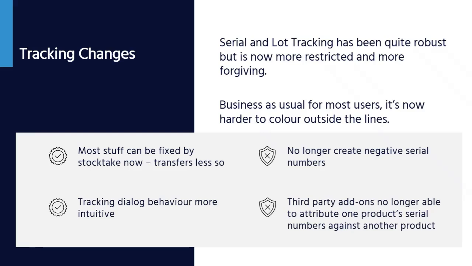the serial and lot tracking has been pretty robust, but it has had some things where if people sort of coloured outside the lines, you could get yourself into a situation with things like negative serial numbers or negative quantities of serial numbers existing. So essentially what we've done is we've identified a few of those practices that led to situations that perhaps were not desired, and prevented those from happening, and also provided some tools to fix up those situations.